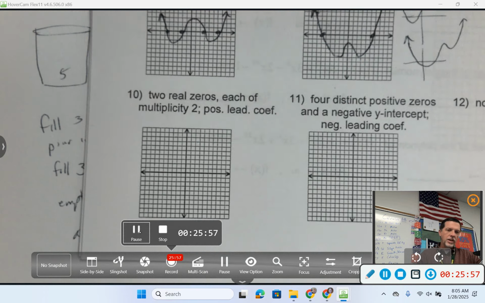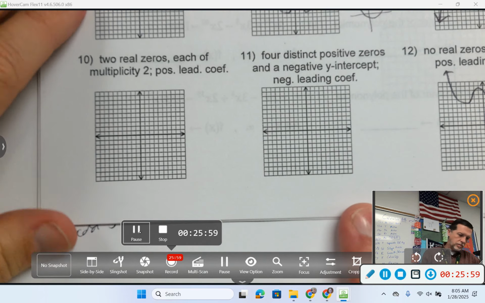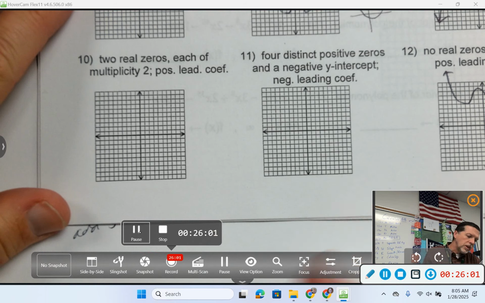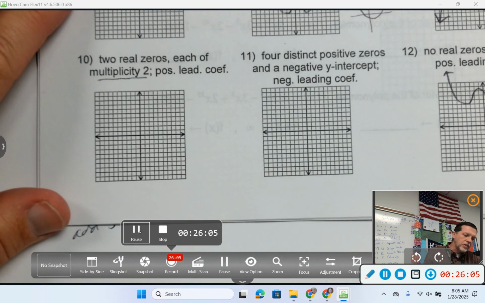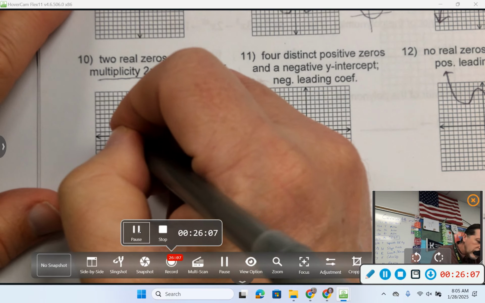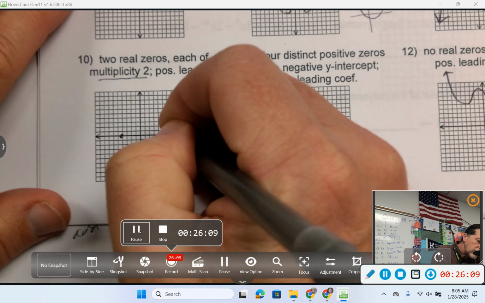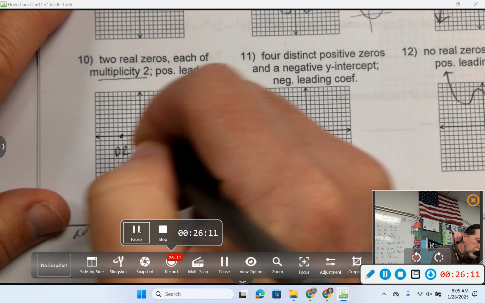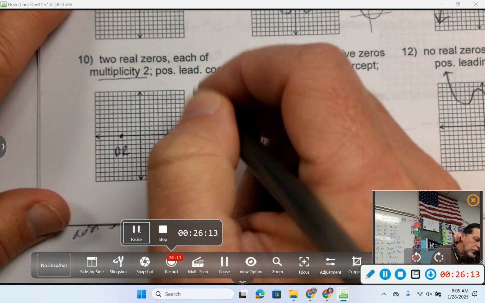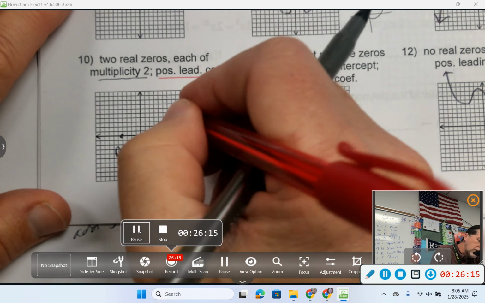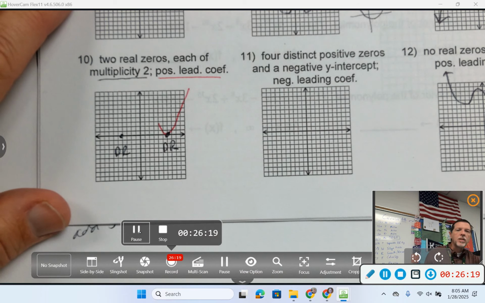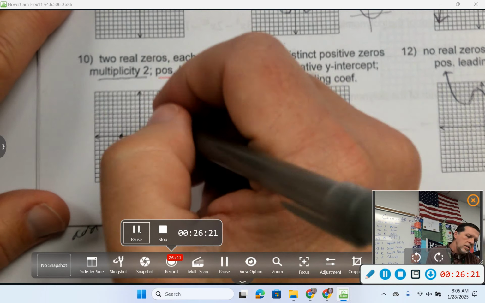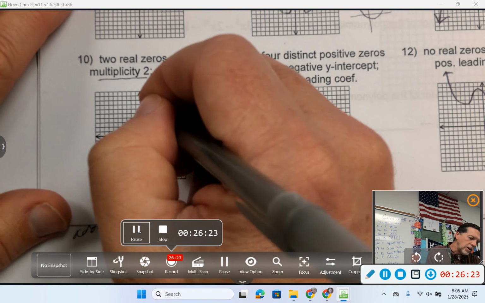What'd you say, Cooper? 10? 2 real zeros, each of multiplicity 2. So two bouncy roots. Double root. Positive lead coefficient. So up at the end, but I've got to bounce. I can't go through that one. And then I've got to bounce off this one as well.